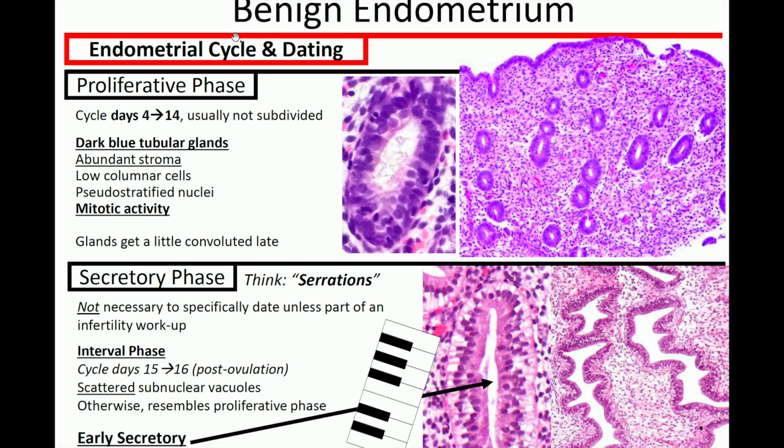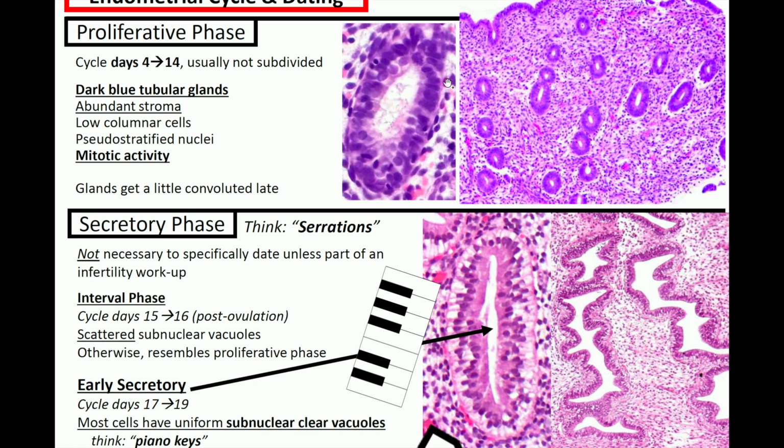So let's start out with endometrial cycling and dating. The first phase, and probably my favorite or the easiest to recognize, is the proliferative phase. That's going to occur during cycle days 4 to 14, usually not subdivided. During the proliferative phase, you're going to see dark blue tubular glands or donut-shaped glands with abundant stroma, low columnar cells, pseudostratified nuclei, mitotic activity, and the glands get a little convoluted later on.